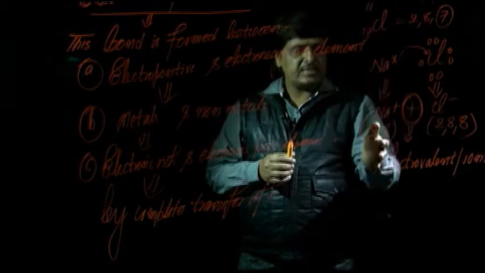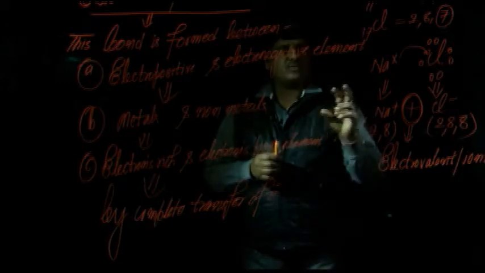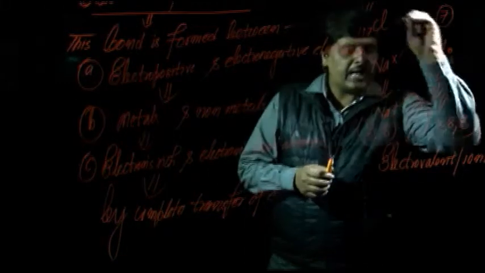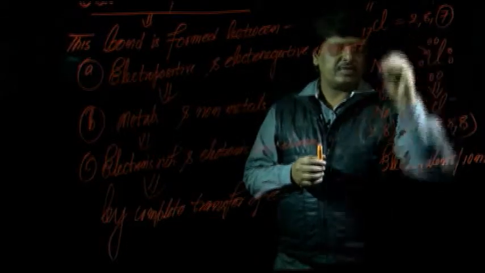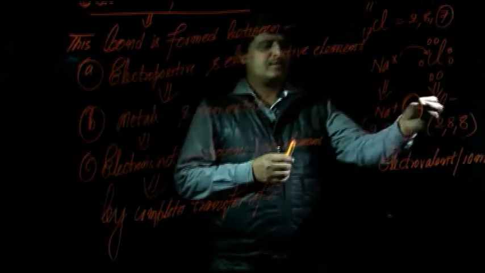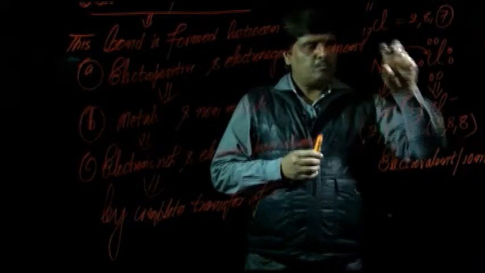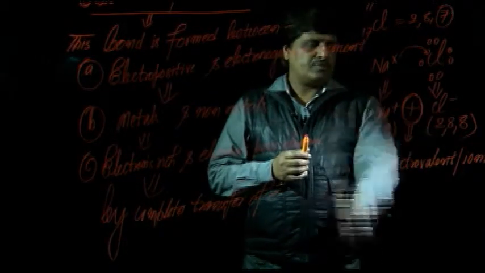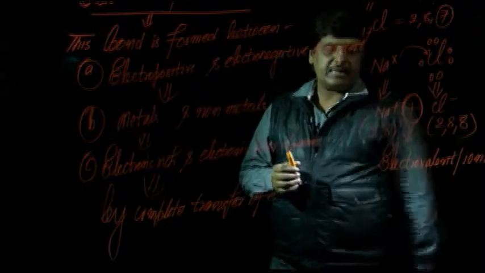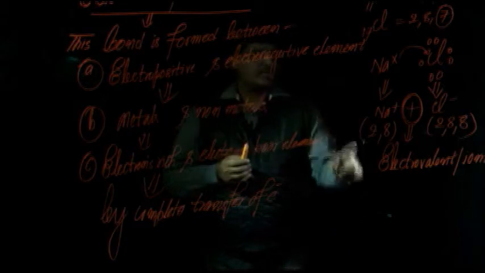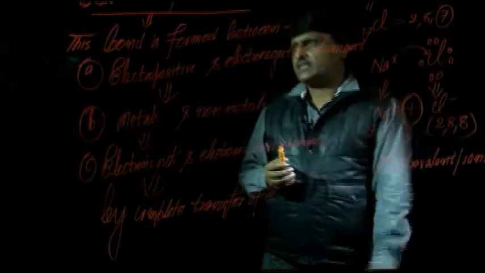After transferring this one electron, sodium attains the inert gas configuration of neon, and Cl minus attains the inert gas configuration of argon. These cations and anions bind together by electrostatic force of attraction, and this electrostatic force of attraction that binds the cation and anion is called an electrovalent or ionic bond.